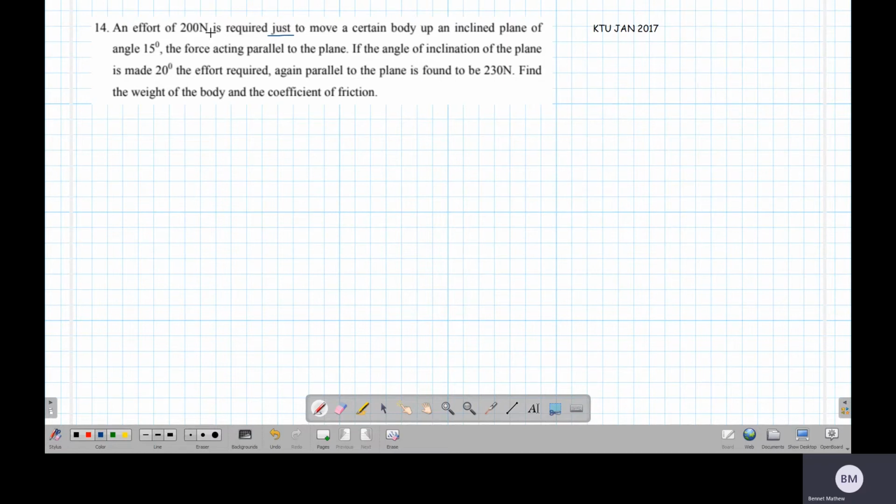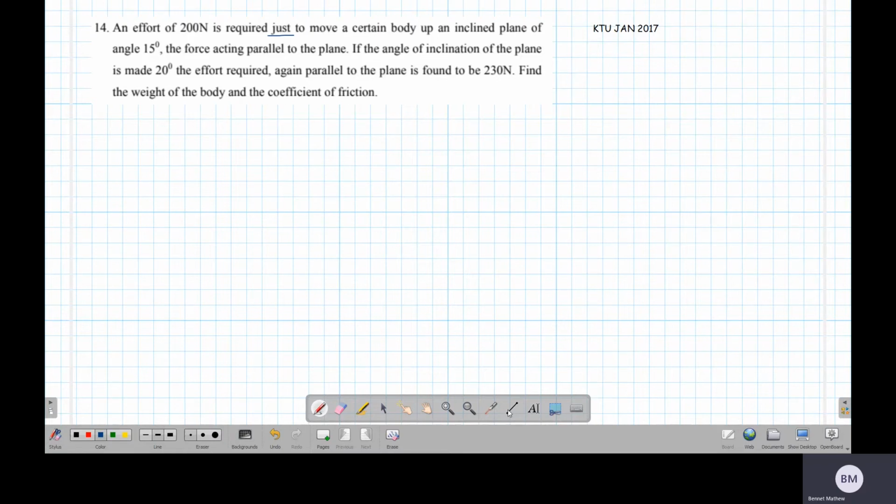So, inclination angle 15 degrees, 200 Newton force just to move the body. The force is acting parallel to the plane. If the angle of inclination of the plane is made 20 degrees, the effort required, again parallel to the plane, is found to be 230 Newton. Find the weight of the body and the coefficient of friction.